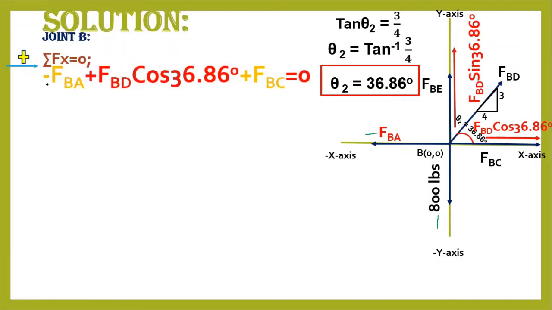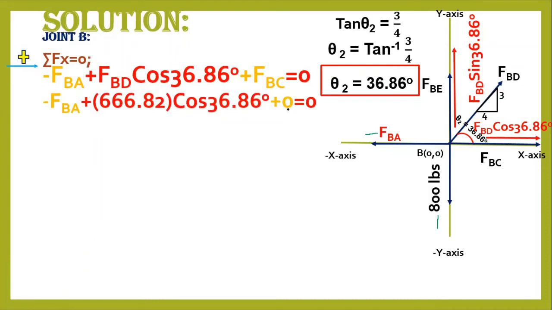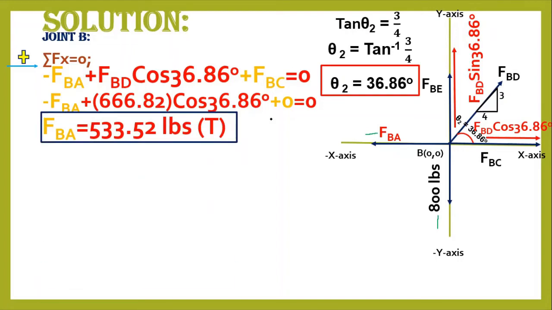You can make it minus FBA plus FBD cos 36.86 degrees plus FBC. We have already calculated the value of FBC in the first joint at C, so this was coming out to be 0. Minus FBA, and we have already calculated the value of FBD, so we put the value of FBD here, 666.82 cos 36.86 degrees equals 0. Now it is very easy to calculate FBA. You can solve it here, and the value of FBA is coming out to be positive. So it means that this is a tensile force.